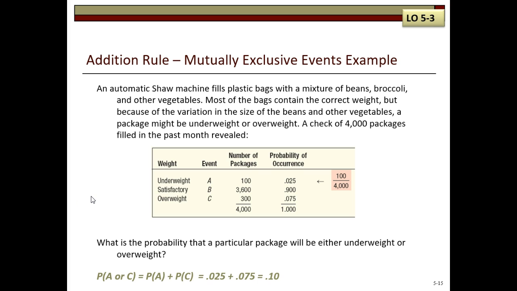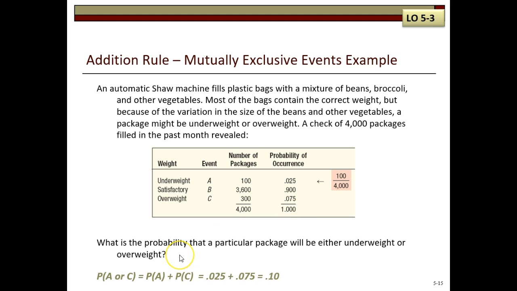Here's an example of mutually exclusive events. An automatic machine fills plastic bags with vegetables, and on the table here you can see it lists the weight: underweight, satisfactory, or overweight. It gives the number of packages, the event, and the probability of occurrence. The total number of packages checked was 4,000. Remember that all three of these probabilities need to add up to equal 1.